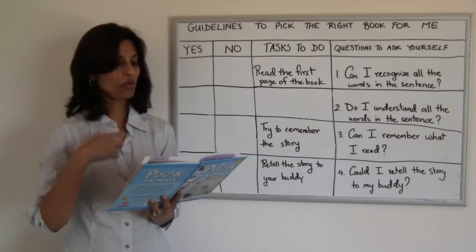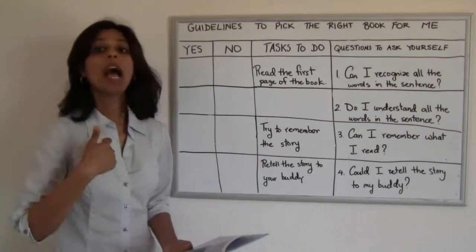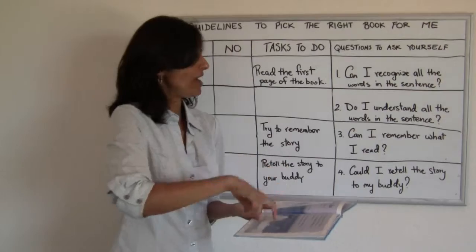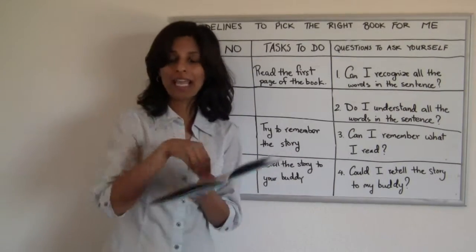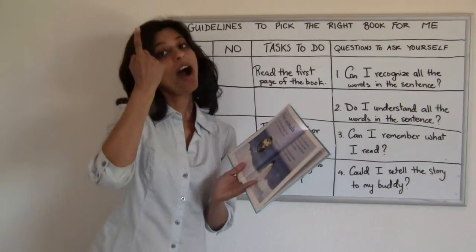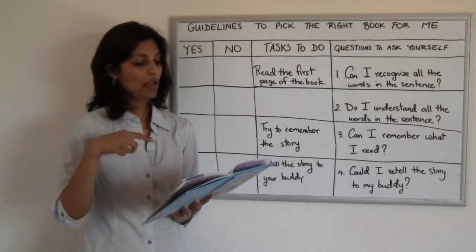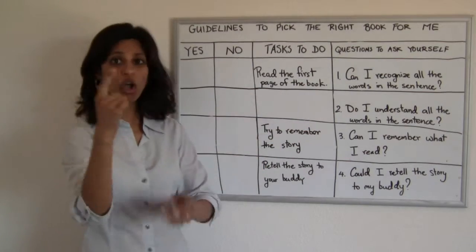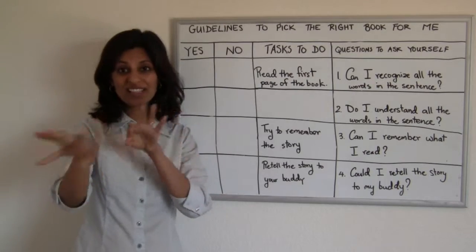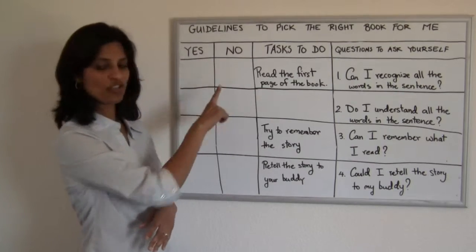Okay? So I'm going to read it. And what do I need to do next? I have to ask myself when I'm finished reading, can I recognize all the words in the sentence? Can I recognize all the words? And do I understand what the words mean? Okay, so here I'm going to read it. Okay, can I recognize all the words in the sentence? Yes. Do I understand all the words in the sentence? Yes. So I'm going to put a check, and a check.